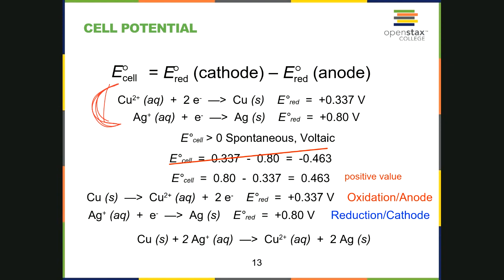Well, we decided here that because we're using the 0.8 as our first value, that must be the cathode. And that's going to be reduction. So that's the silver. So coming down here, the silver cation plus an electron becoming silver solid. We're going to take it as it is. It's going to be a reduction, and we know that reductions are the cathodes.